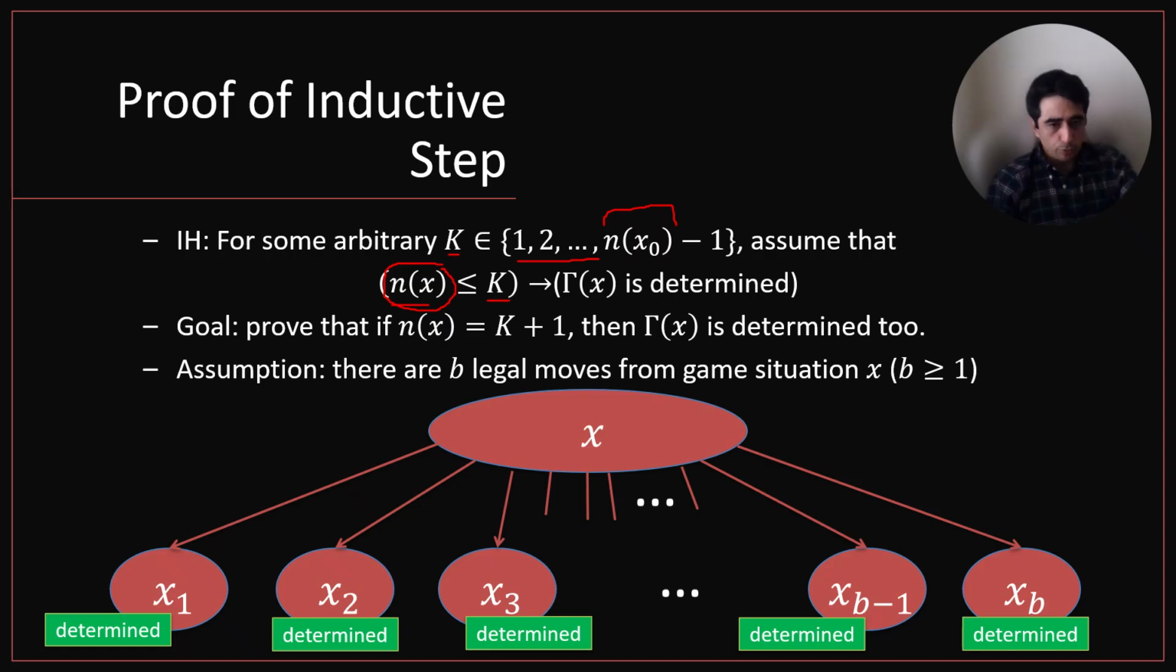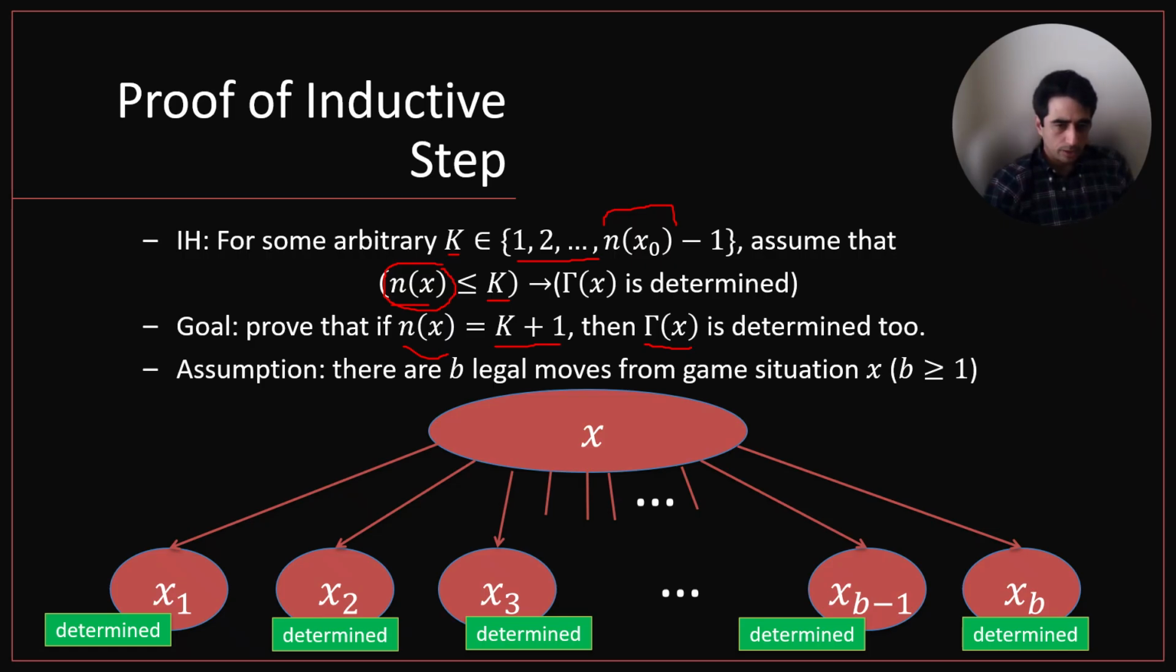The goal is to prove that if the number of vertices is k plus 1, then again that subgame will be determined as well. So we already know all subgames with size less than or equal to k are determined. Now we're going to prove it for k plus 1. That's the whole thing. That's the whole inductive step.